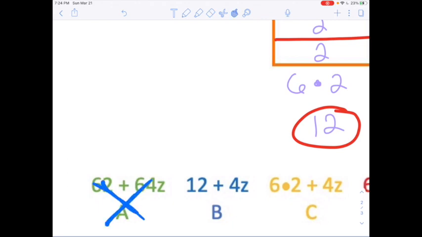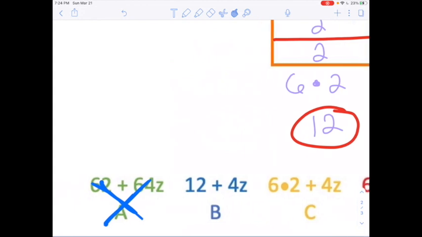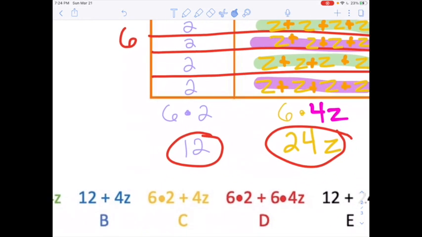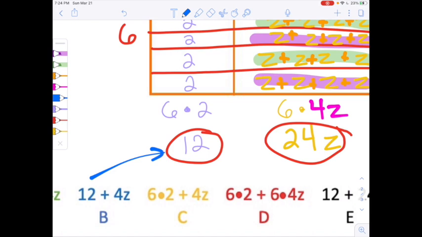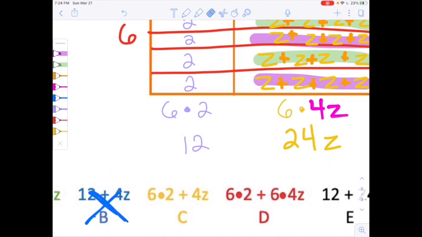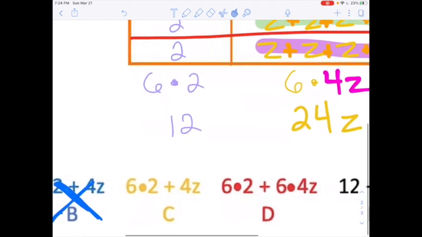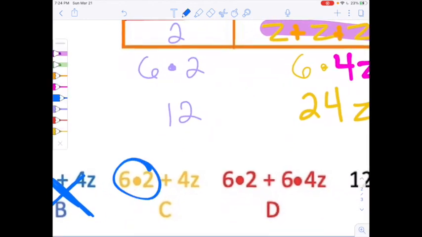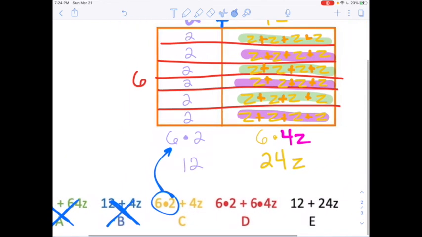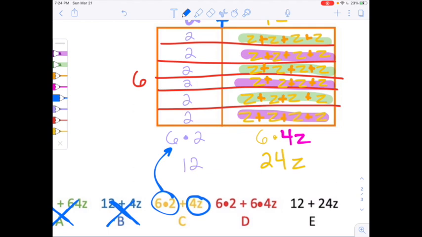Okay. B said 12 plus 4z. So they got the 12 right. The 12 matches, but it says 4z, and this says 24z. So B doesn't make sense. All right. Let's take a look at C. C says 6 times 2. Yep, that was up here. Remember, we had 6 repeats of 2. But then it says just 4 more Z's. But take a look, we had 24 Z's.